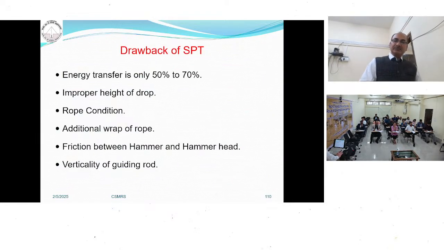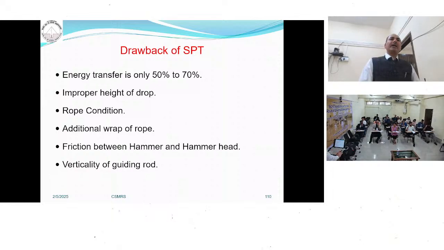So, what are the drawbacks of the SPT? First thing is energy transfer. In the SPT test, energy transfer is only 50 to 70%. So whatever SPT values you are getting are high values. Second is improper height of the drop. Your hammer should be dropped from a height of 75 centimeters. But if the technician doing the manual hammering drops from a height more than 75 or less than 75, accordingly the number of blows will be high or low.